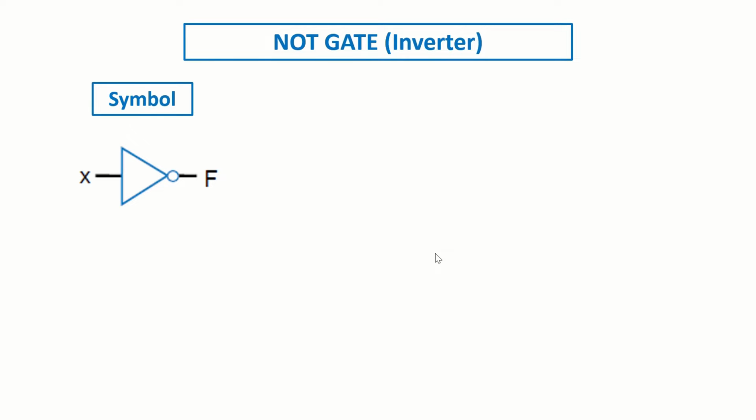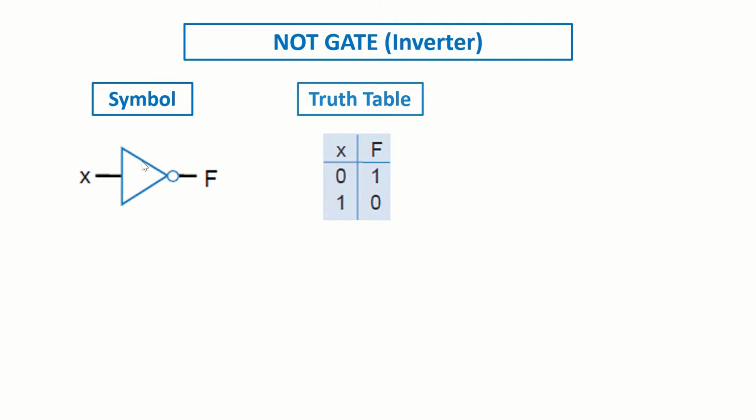Here we see the NOT gate symbol, a triangle with a bubble at the output. Here, X is our input and F is our output. The truth table shows that the input is inverted at the output, so if the input is 0, the output will be 1, and if the input is 1, the output will be 0.